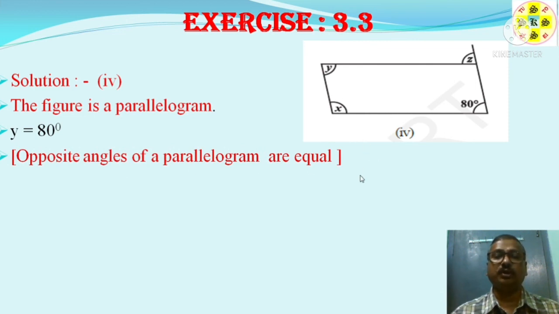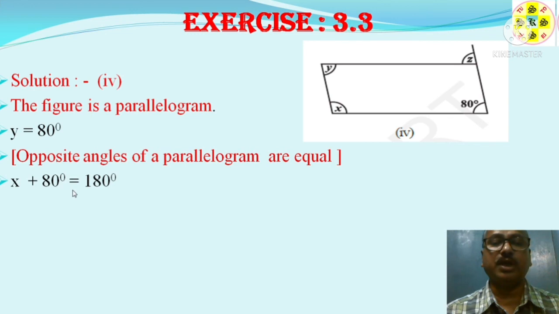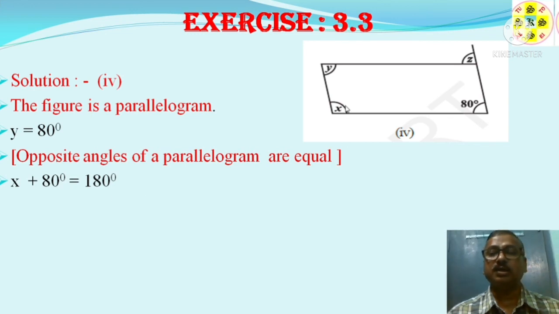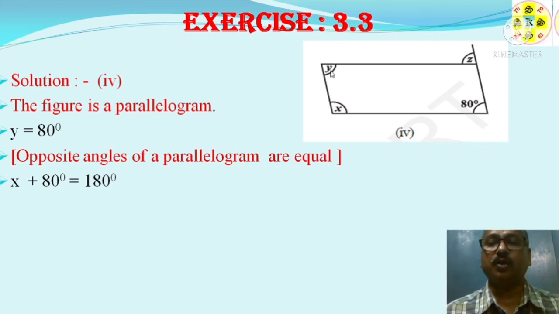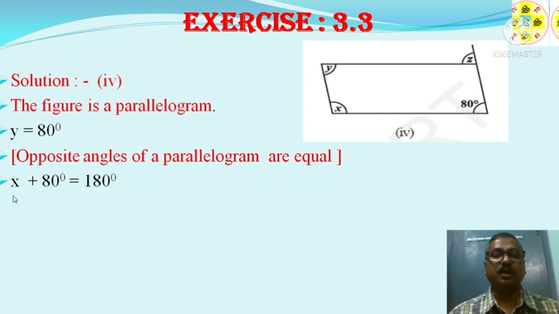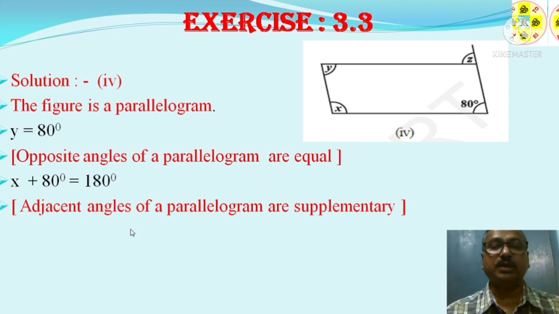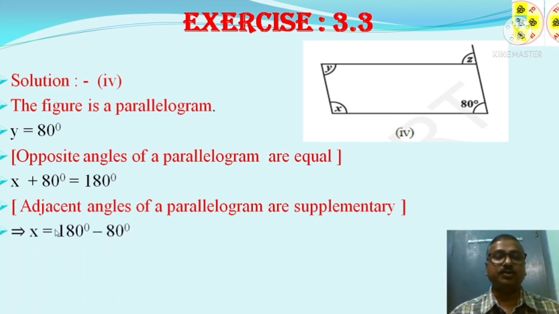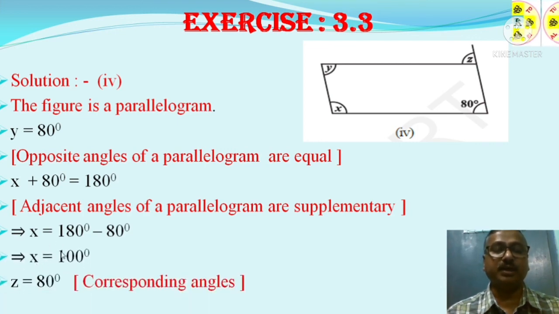So y is known. Now x plus 80 equals 180, or you can write x plus y equals 180 degrees. Already this is known, 80. Ultimately we get, adjacent angles of a parallelogram are supplementary. So we can find this is 100 degrees. So x equals 180 minus 80 equals 100 degrees.